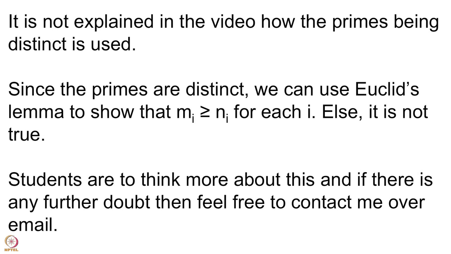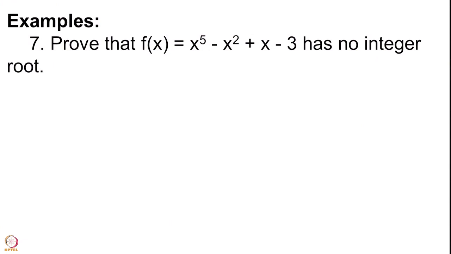So, now I will go to the next problem, which is to look for solutions of a polynomial among the set of natural numbers. Here we have this problem: prove that f of x, which is x to the 5 minus x square plus x minus 3, has no integer root. So, we want to prove that there is no integer a such that f of a is 0 for this polynomial f.